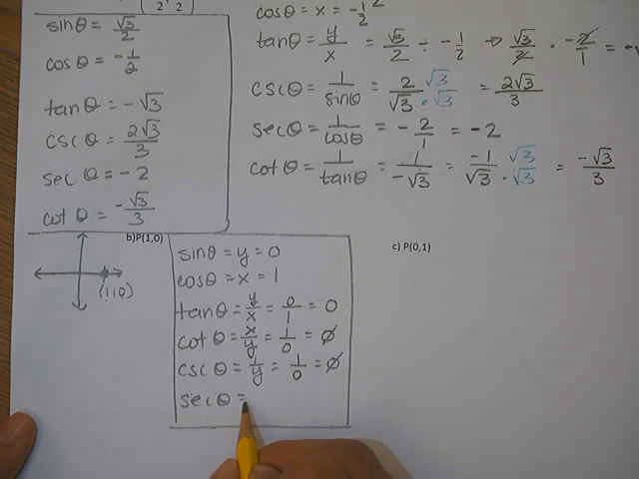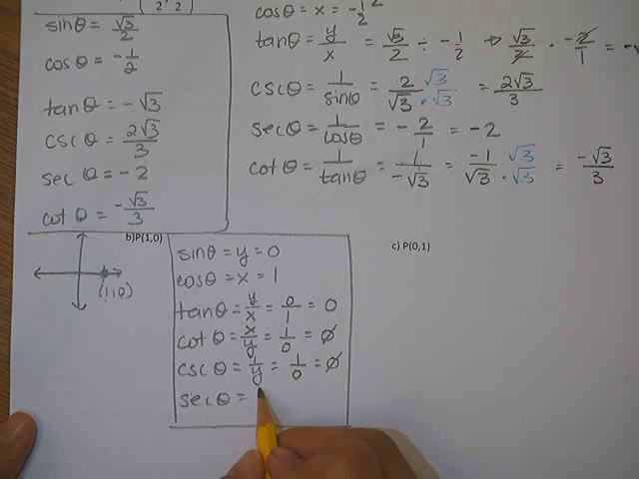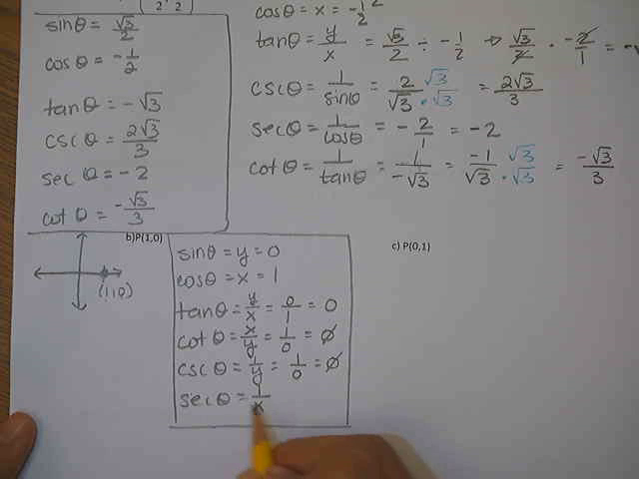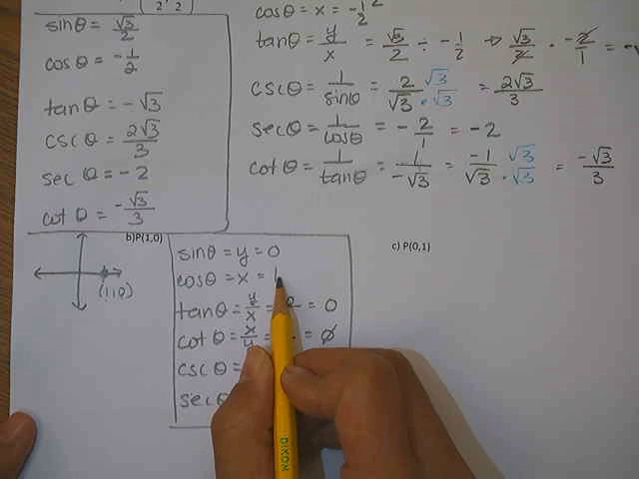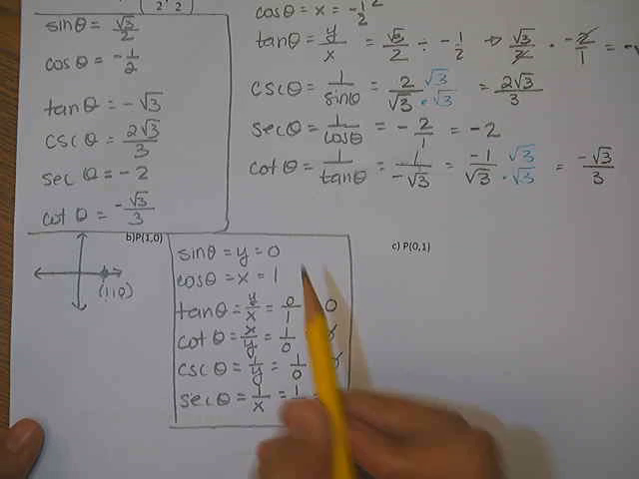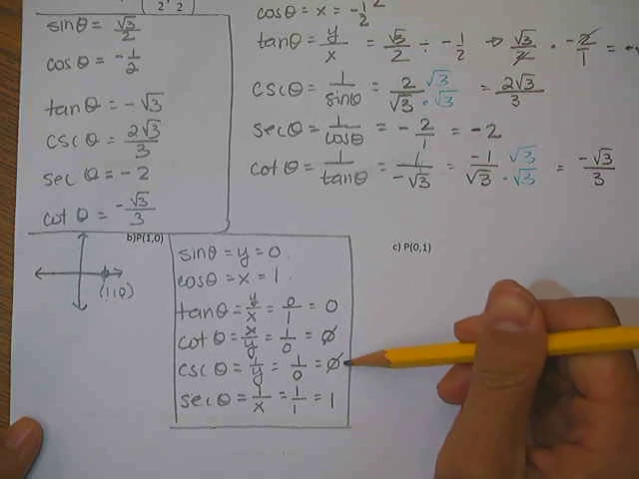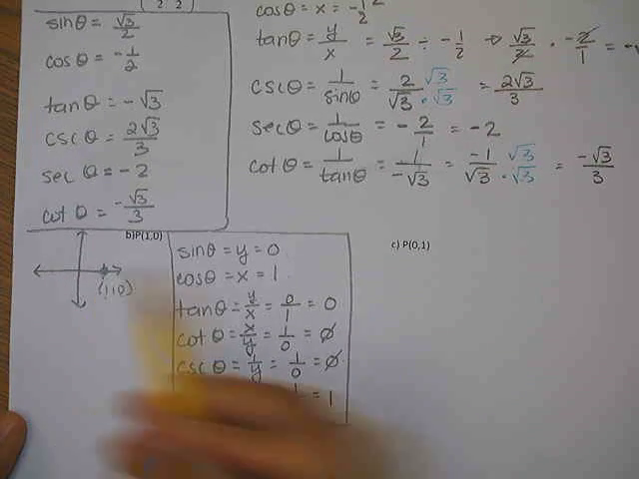Secant is the reciprocal of cosine, and cosine is x, so if I take the reciprocal, it's 1 over x. So I'm going to write 1 over, x happens to be 1, and that reduces down to 1. So these are the solutions of my 6 trig functions on this particular point.